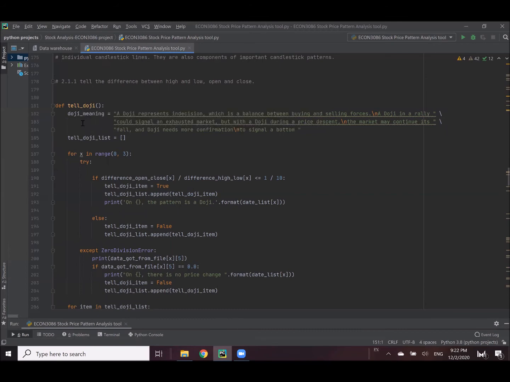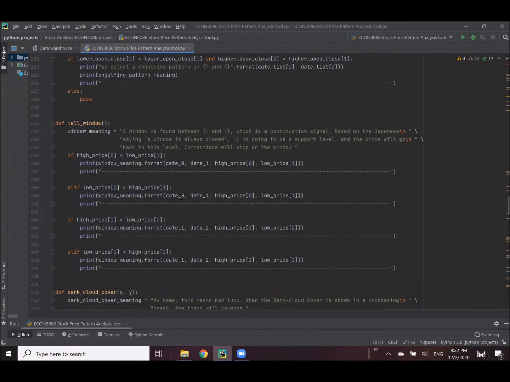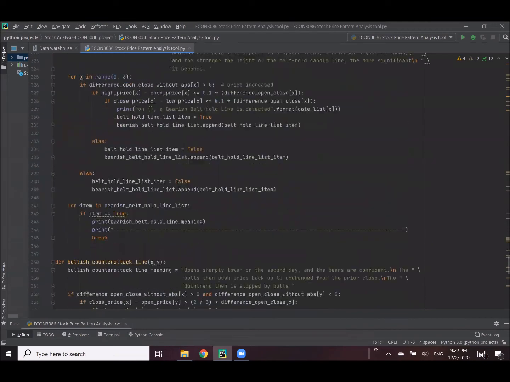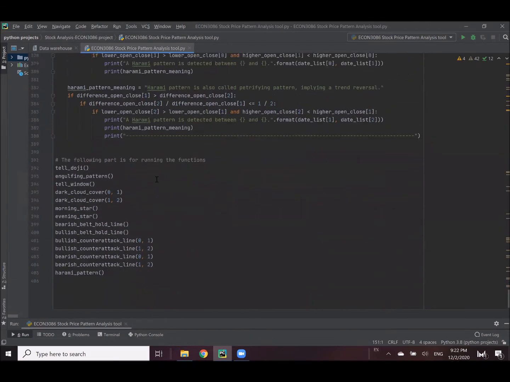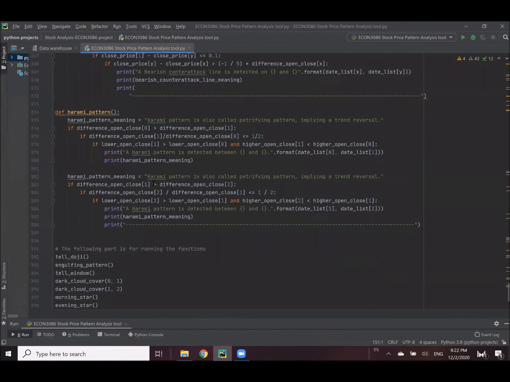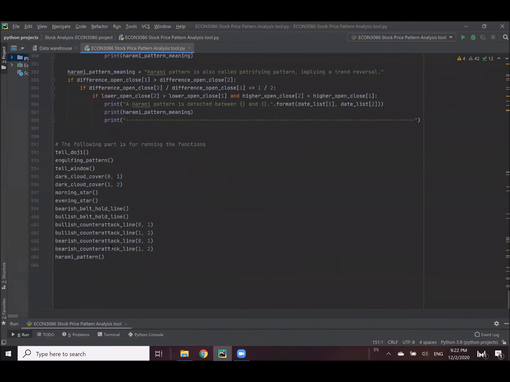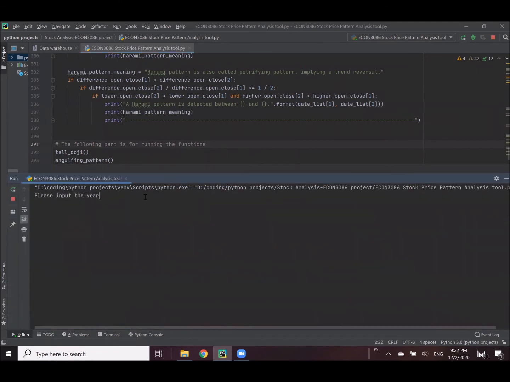After doing all this preparation work, we do the main part, that is the function to analyze the pattern of the stock. First is a doji, and there are many other pattern analysis functions, and we call them together in this part. And I will run it for you. Let's see.